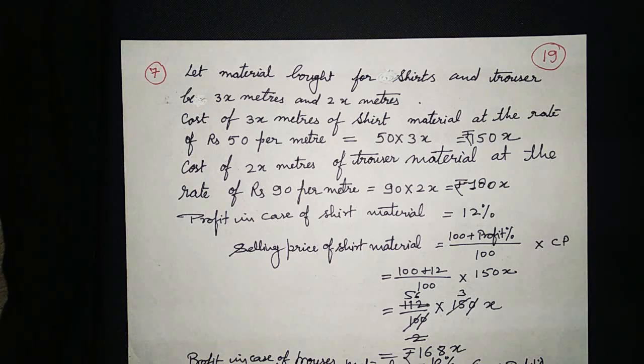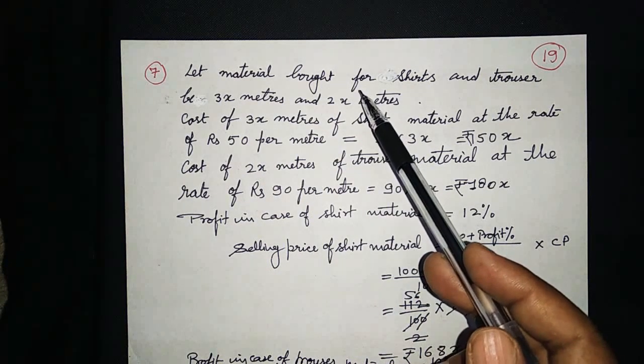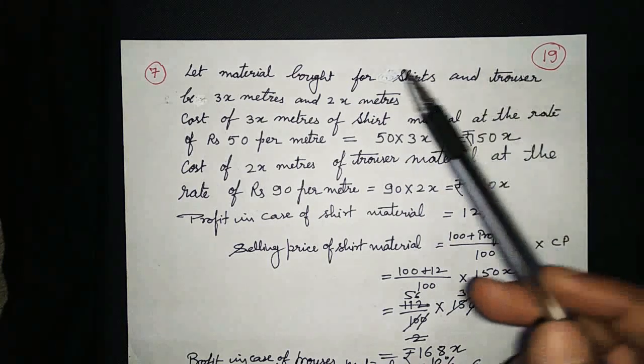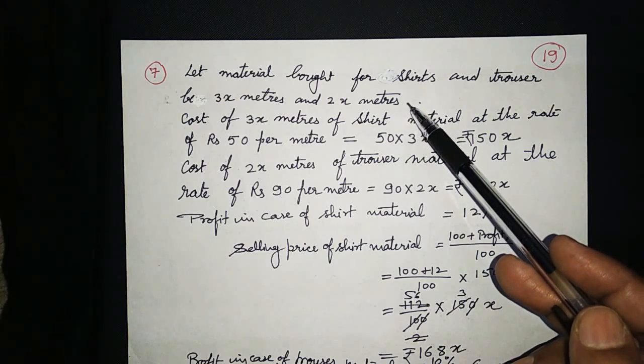How much trouser material did he buy? Just now you have read one sentence: for every 3 meters of shirt material, he buys 2 meters of trouser material. So here we will assume the length of the cloth for shirt and trouser. Let the material bought for shirts and trousers be 3x meters and 2x meters respectively.